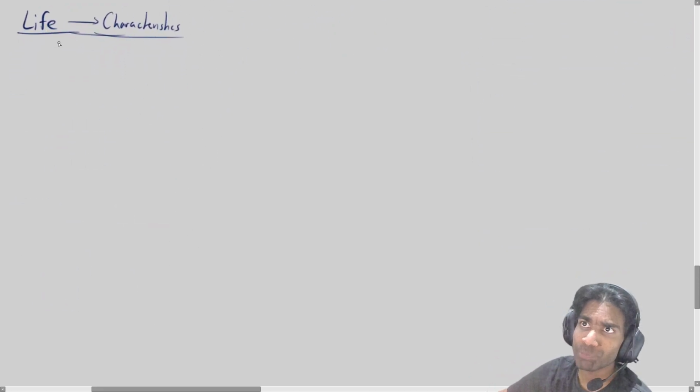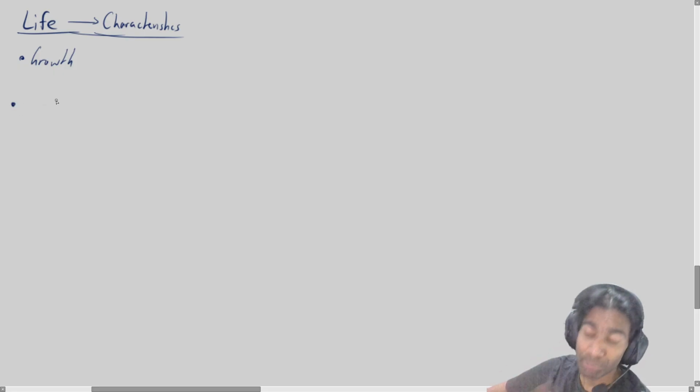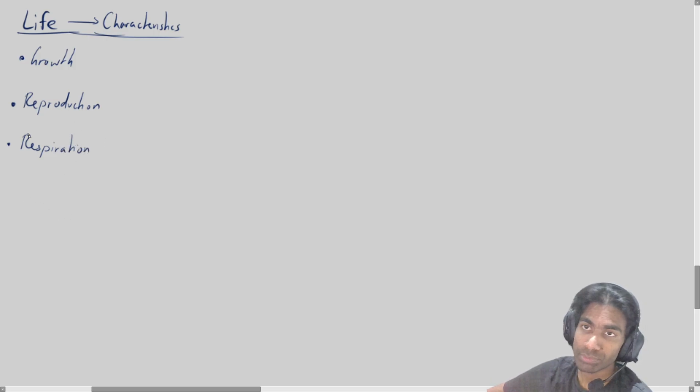Okay, so for the characteristics of life, one of the key things that they need to be doing is they need to be capable of growth, right? So anything that's considered alive should be capable of growth. The other thing they should be capable of doing is being able to reproduce on their own. They should also be capable of producing energy for themselves, which we call respiration. And viruses, by the way, don't do that, right?